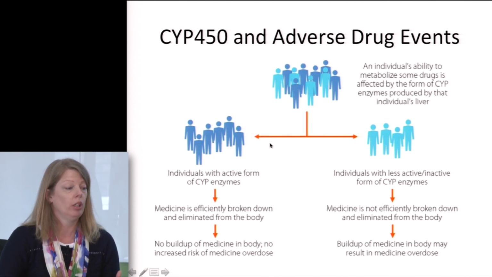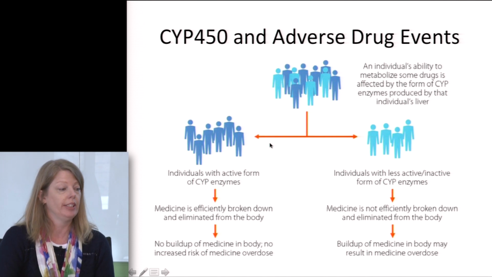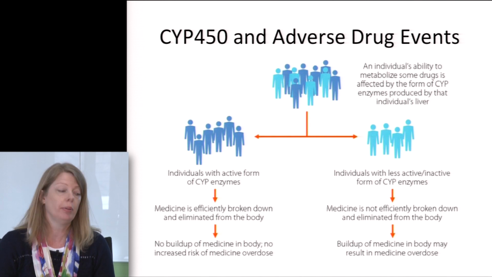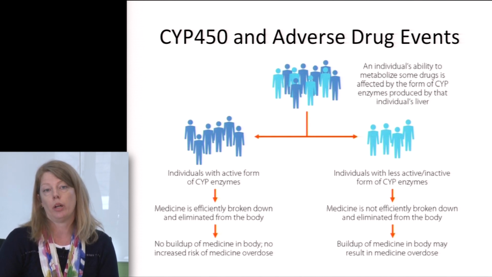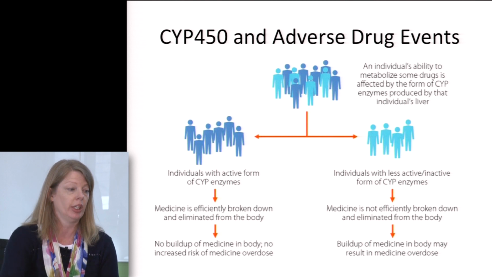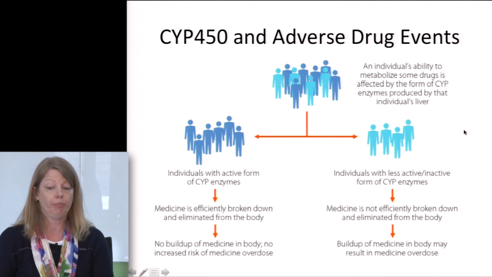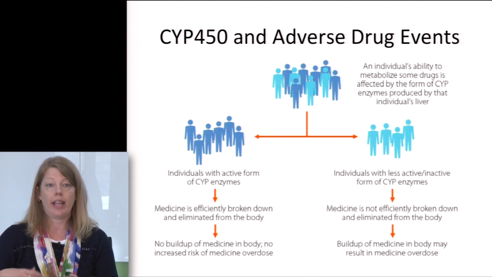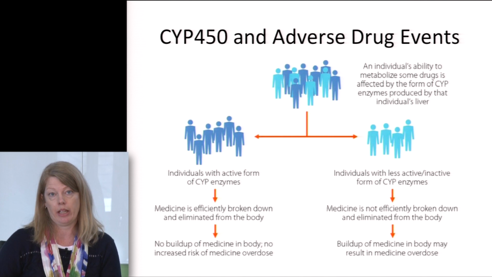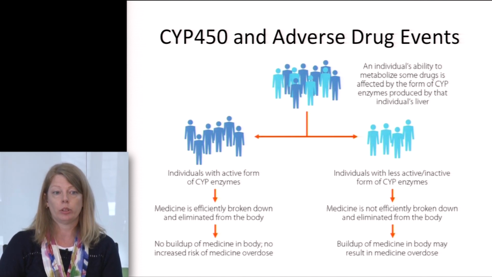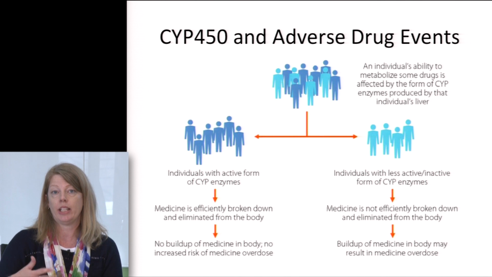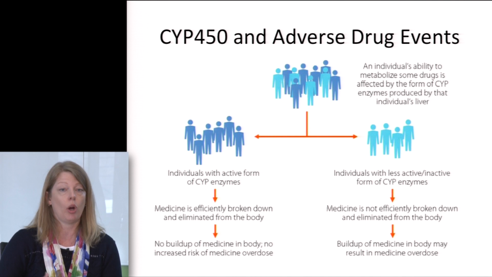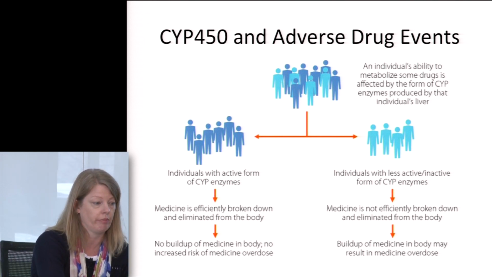Over here, the dark blue people have active forms of cytochrome P450, so they're able to break down the medicine and clear it out of the body, so you don't get any buildup of the medication, and there's no risk of overdosing on the medication. But the light blue people may have variation that results in a less active form of the enzyme. And so they are not able to break down the medication and clear it out of the body the same. And so they are exposed to a larger dose of the medicine because they have a medication buildup. And they can have an overdose type experience in some situations.